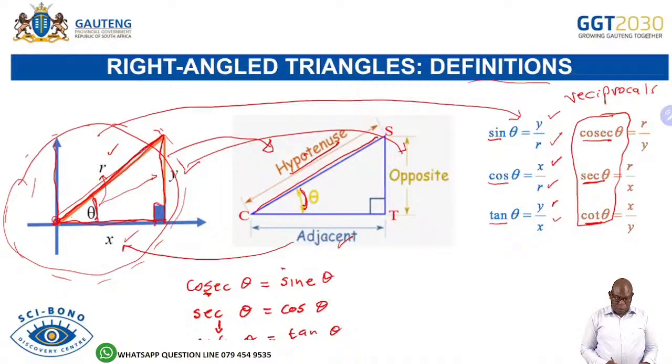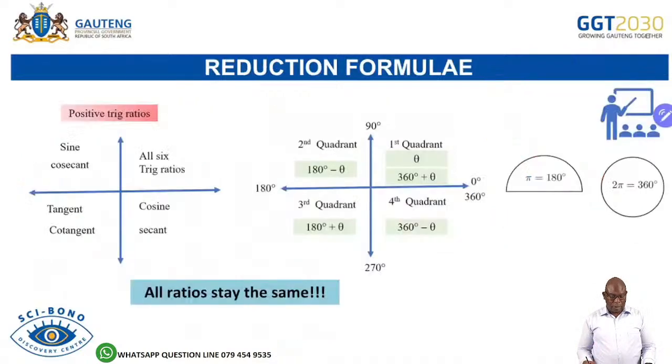So this will be 1 over sine, this one will be 1 over cos, this one will be 1 over tangent. So if I'm given the cosec, I can write it as 1 over the sine, and sec is 1 over cos, cot is 1 over tan. So once you know this, then, as I say, your trigonometry becomes very easy. Let's look at the reduction formula. So I'm just going through all this before we do the activities.